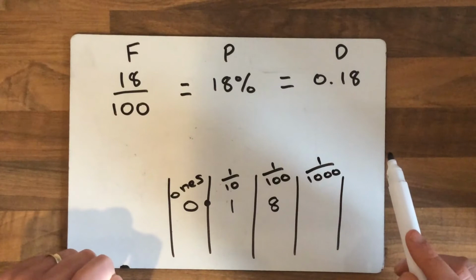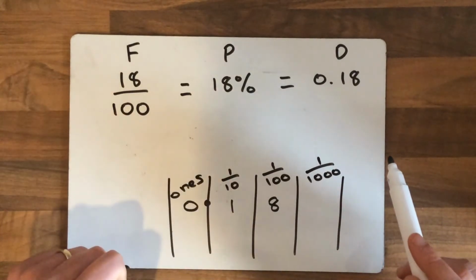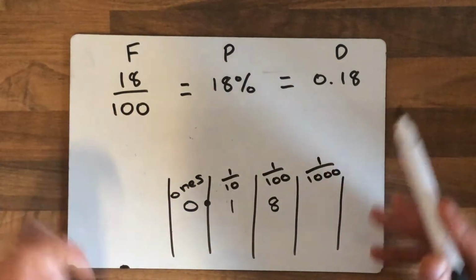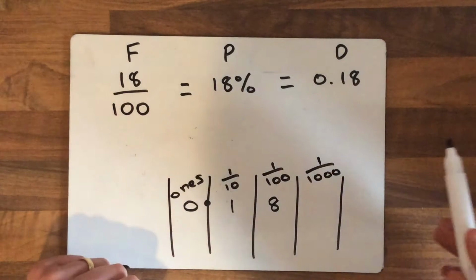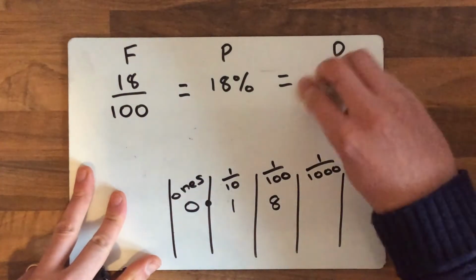this amount to Connor, 18 over 100. If I was to give this amount to Olivia, 18%. If I was to give this amount to Ruby, 0.18. They'd all have exactly the same. It is just 3 different ways of displaying the same information: fractions, decimals, and percentages.